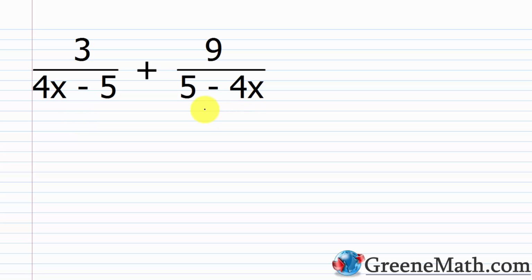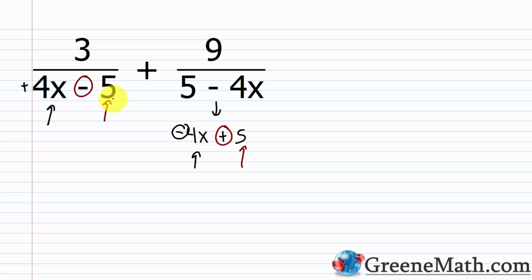So in other words, I could rearrange this and I could write this as negative 4x plus 5 if I want to. So I have the same terms. I have 4x and I have 4x, but the signs are different. I have a negative and I have a positive. I have 5 and I have 5, but the signs are different, right? I have a positive and I have a negative, right? But same values, different signs. So those two are opposites.